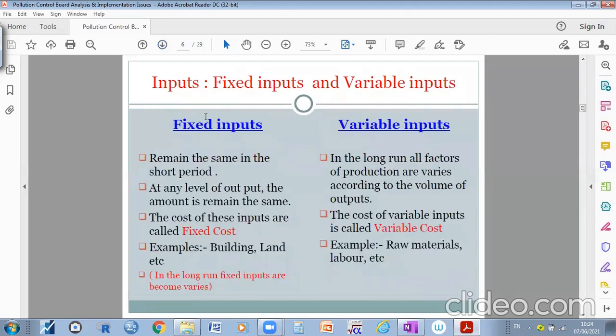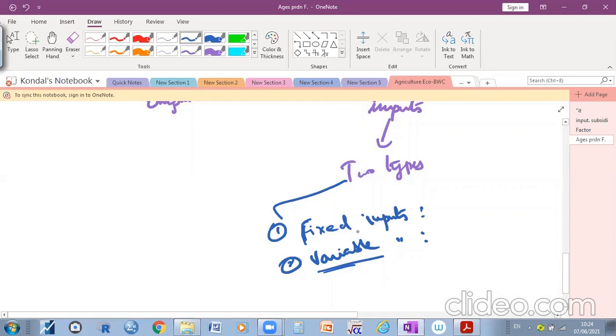The fixed input remains the same in the short period. For example, when you take into account fixed and variable inputs, during the short period or short time.